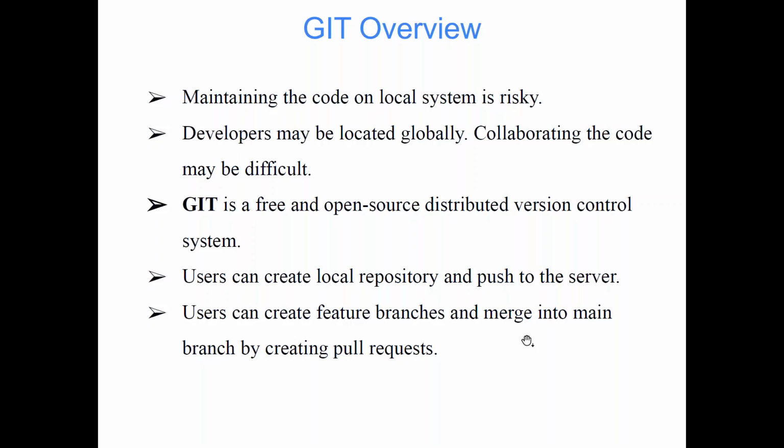Users can create feature branches and merge into the main branch by creating a pull request. Usually we don't work on the main branch. That's not good because the main branch contains my clean code, which is a working version of the code. What I do is I create a feature branch, that means a copy of the main branch. Suppose my main branch name is development, DEV. I create a feature branch out of that, and then I make all the code changes in my feature branch so that I'm not affecting any other code or the main branch.